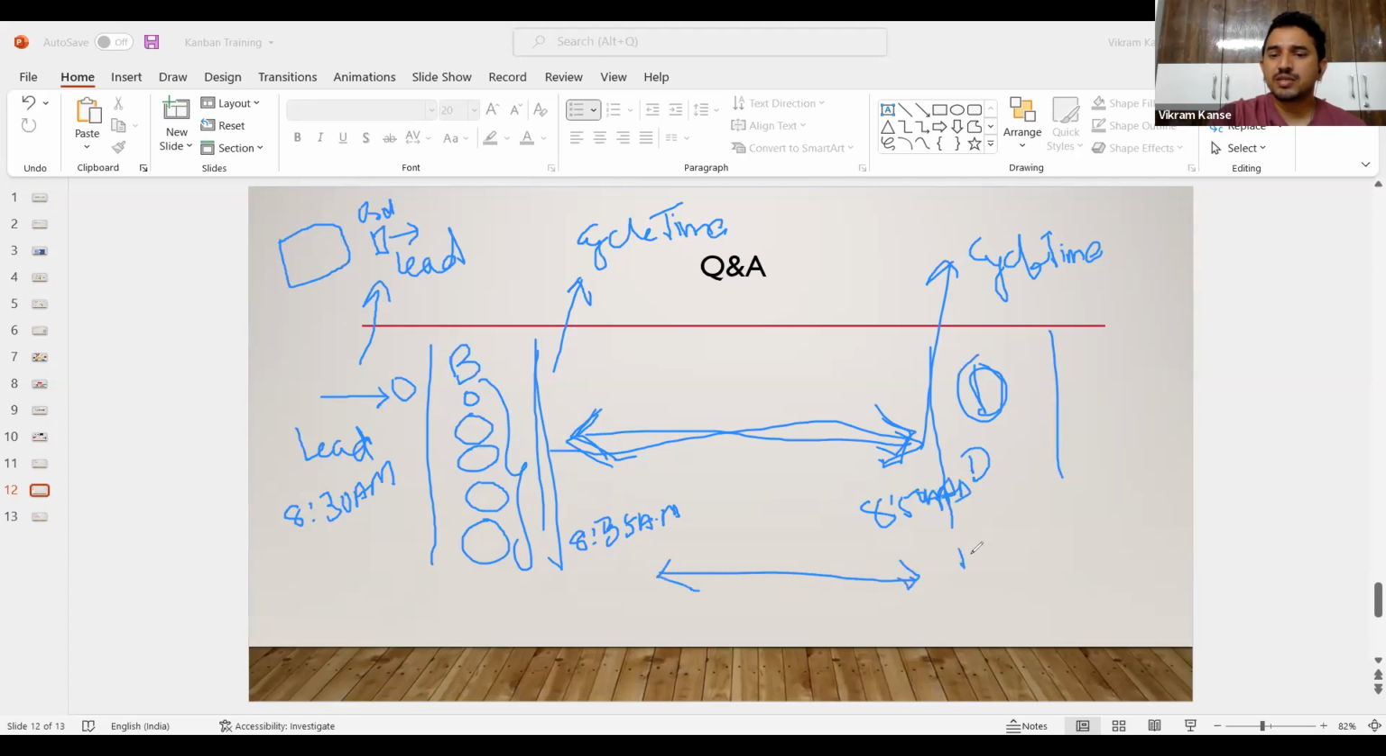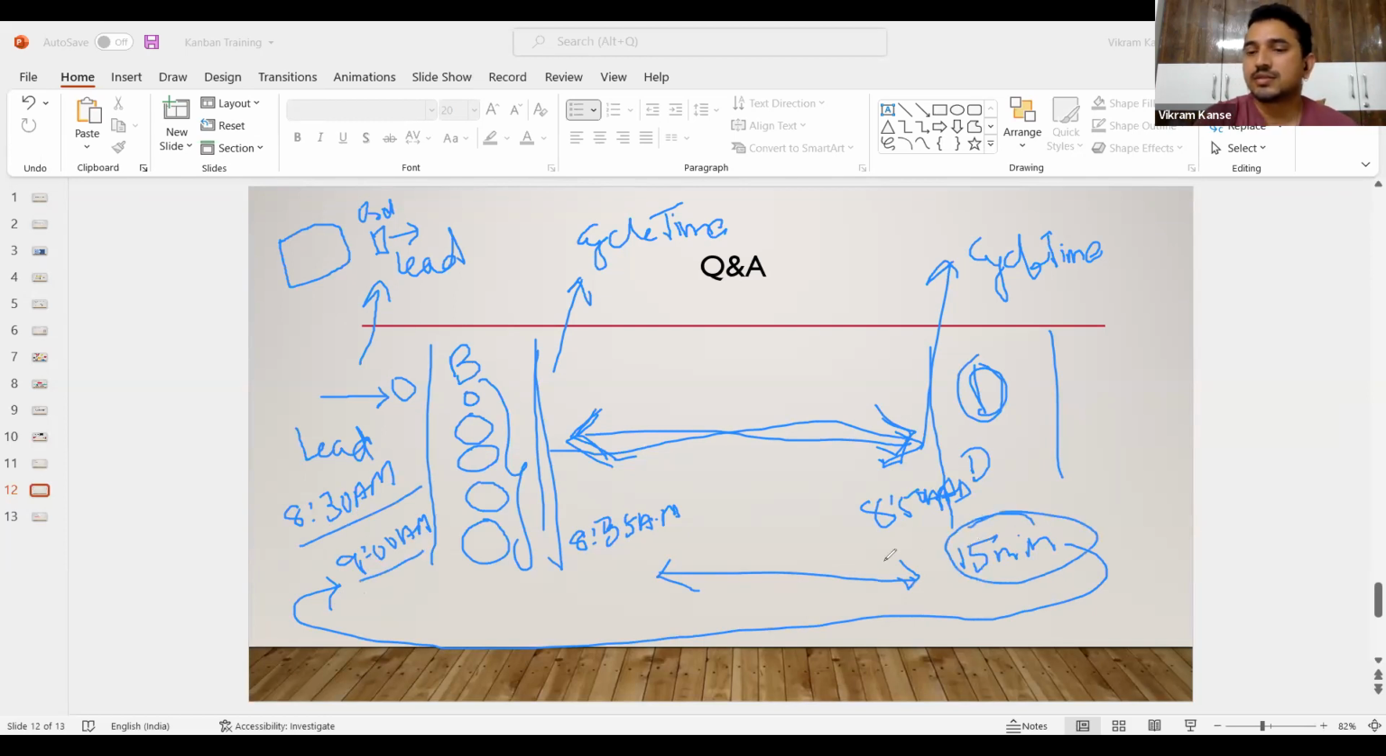So within 15 minutes, my pizza got baked and cooked and everything and packed. And then I give it back to my customer at 9 a.m. For example, I'm saying 9 a.m. So my lead time is 30 minutes while my cycle time was only 15 minutes. Does this help differentiate?